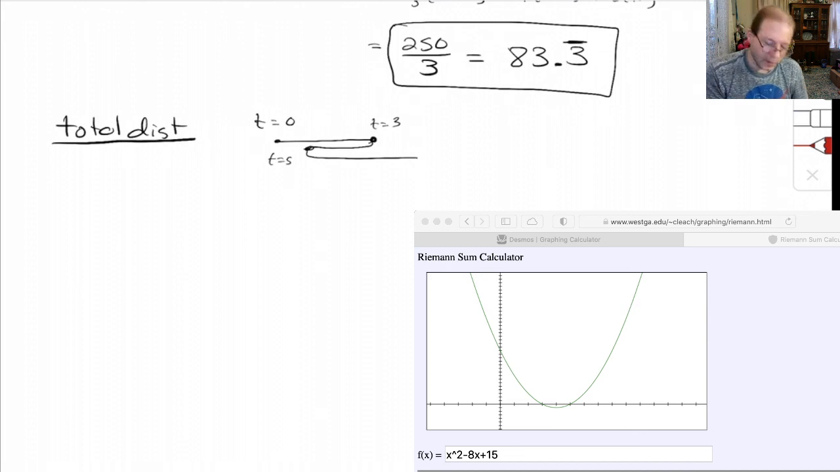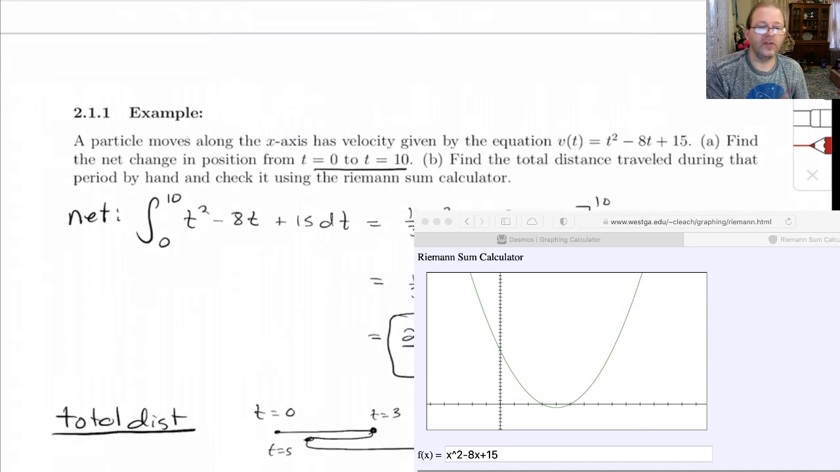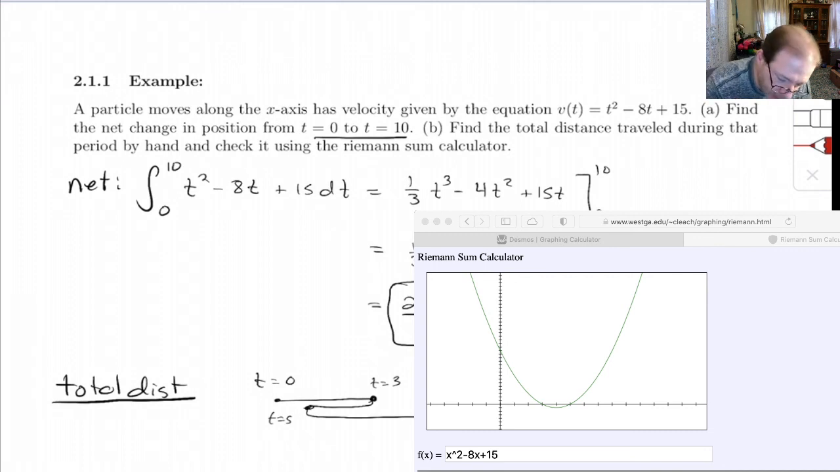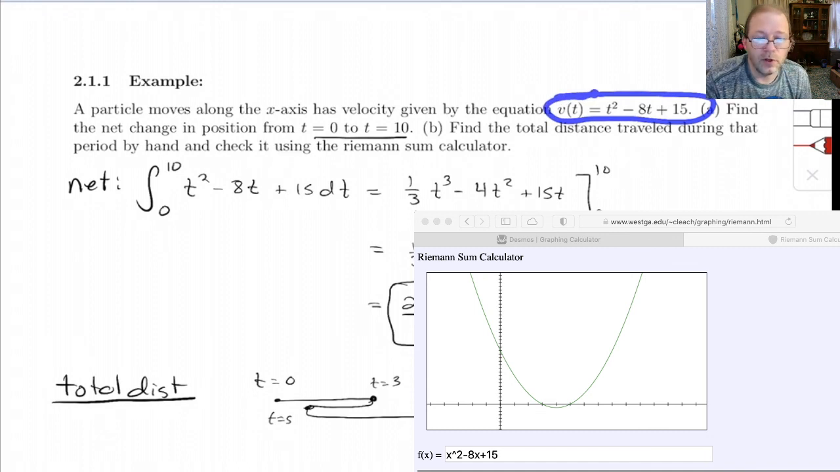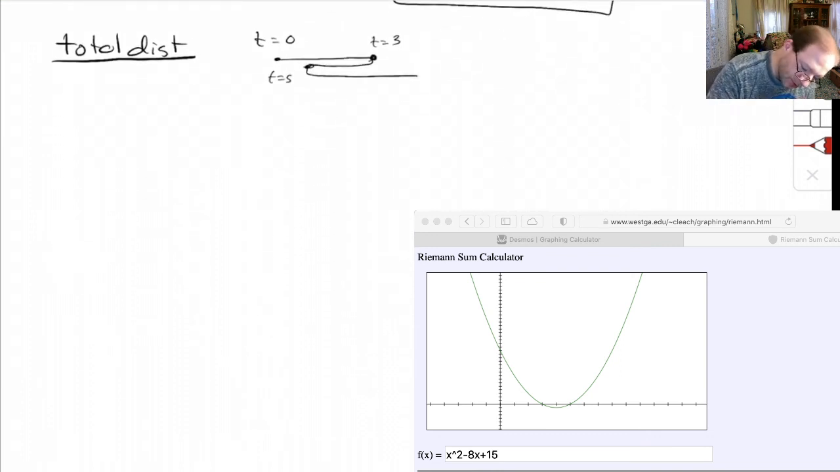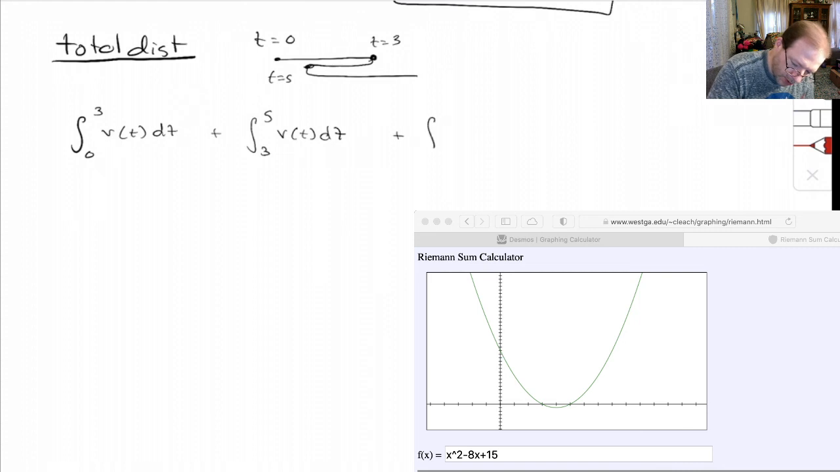So the first thing that we should do is figure out when this thing stops, but honestly the graph's already given it to us. We should set this equation equal to 0 and solve. Well, looking at the graph down there, we can tell that it's equal to 0 at 3 and 5. So to do this total distance, what we want to do is integrate from 0 to 3 with v of t. And then we also want to integrate from 3 to 5. And then we want to integrate from 5 to 10.